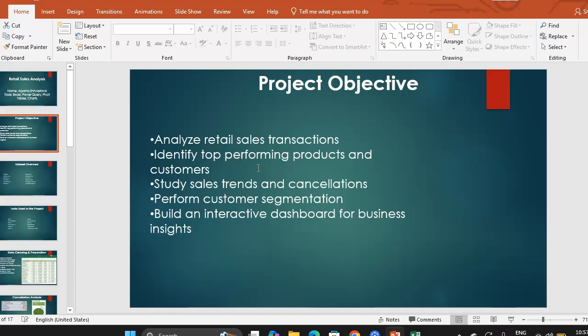affect sales. The objective of this project was to analyze retail sales performance, to identify top selling products, to study customer purchasing behavior, to identify cancellation and return patterns, to understand geographical sales distribution, to segment customers based on spending behavior, and to build an interactive dashboard for decision making. These objectives help businesses make data-driven decisions rather than relying on assumptions.